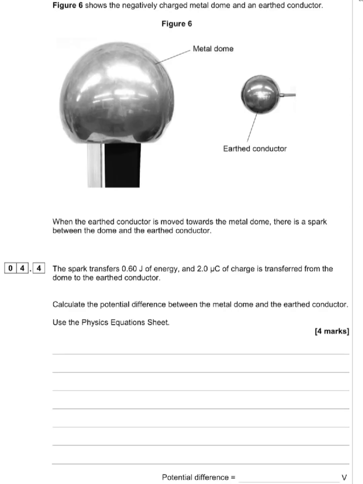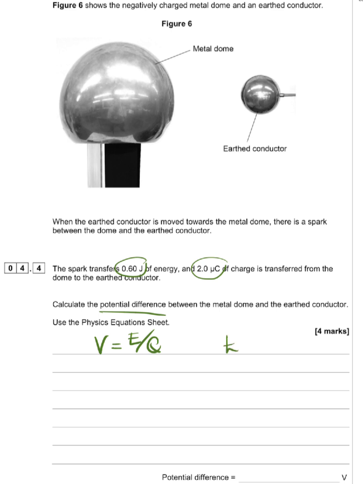So now we're told that when the earth conductor is put near the dome, there is a spark, and we're told how much energy that spark actually transfers and the charge that is transferred at the time, and we're asked to calculate the potential difference. So we need to go to our formula sheet where we will find the equation for potential difference, and that equation is V is equal to E over Q.